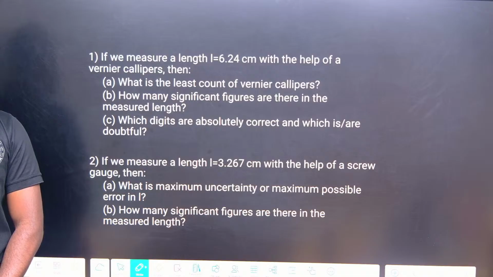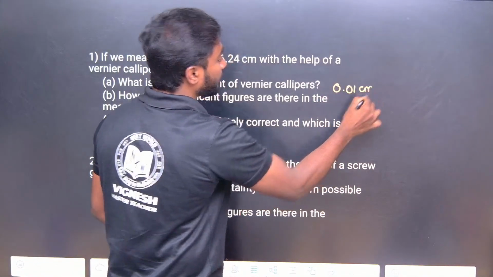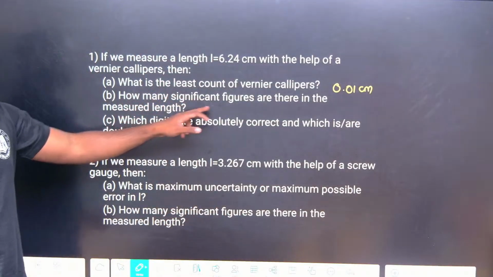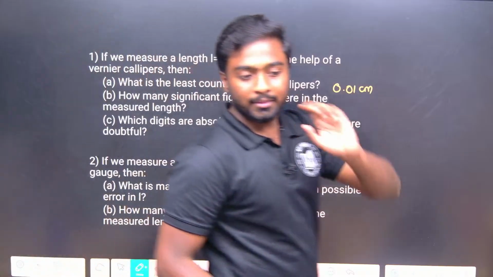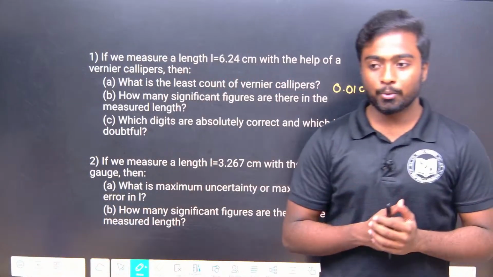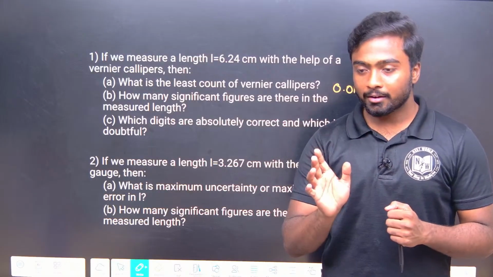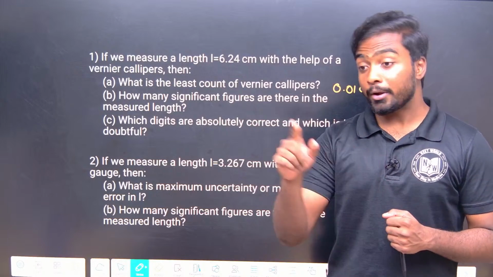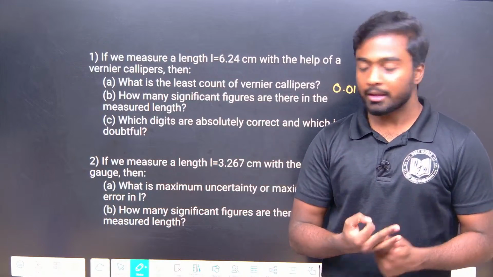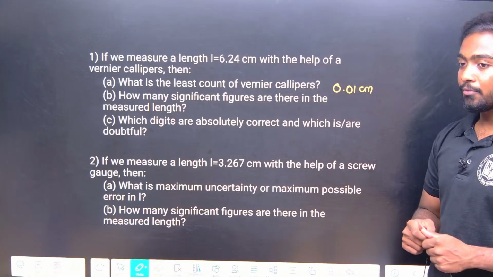0.01 centimeter, right? So 0.01 centimeter. Good. So how many significant figures? Now significant figures are the counting numbers, like I need to count. Okay, 10.99 I said, or 10.9 I said. How many numbers are there? 10.99 is 4, 10.9 is 3. So how many significant figures are in this? 3 significant figures. Okay.